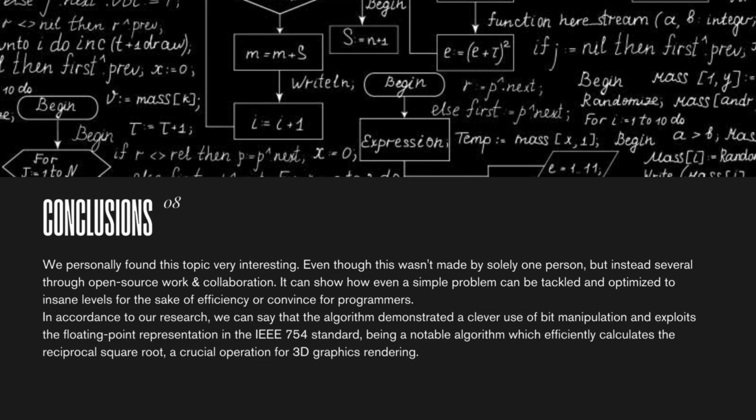In accordance with our research, we can say that the algorithm demonstrated is a clever use of bit manipulation and exploits the floating point representation in the IEEE 754 standard, being a notable algorithm which efficiently calculates the reciprocal square root, which is a crucial operation for 3D graphics rendering.